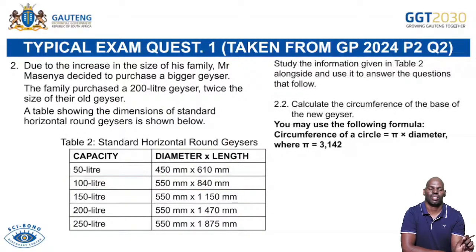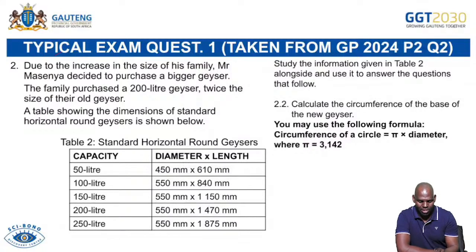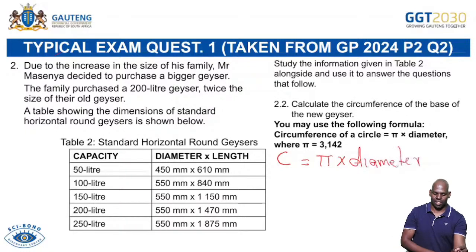All right, and then the next question, which is still based on the very same information, is 2.2. They say calculate the circumference of the base of the new Giza. Then the formula is given there. Circumference is equal to pi multiplied by diameter.